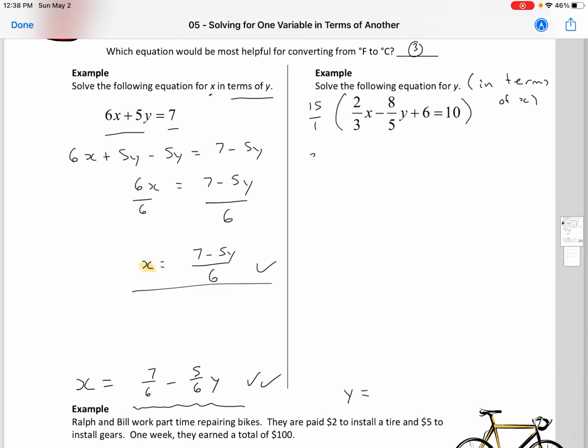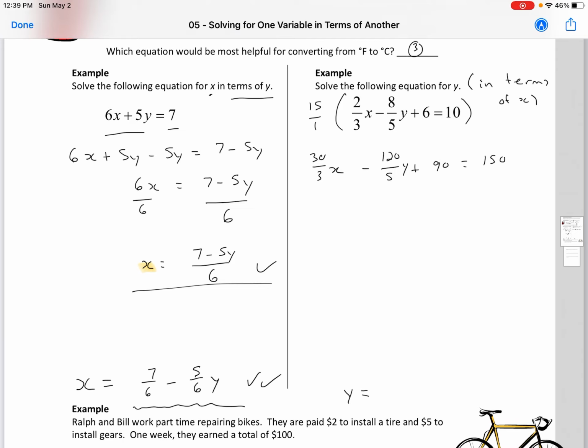So I get, what do I get? 30 over 3x minus, okay, numerator times numerator is 120. Denominator times denominator is 5. When I get to the 6, well, I don't have to worry about the 15 over 1 anymore. I'm just multiplying by 15. So 15 times the 6 is 90, and 15 times the 10 is 150. And so what I get there, oops, I forgot the y, right there.